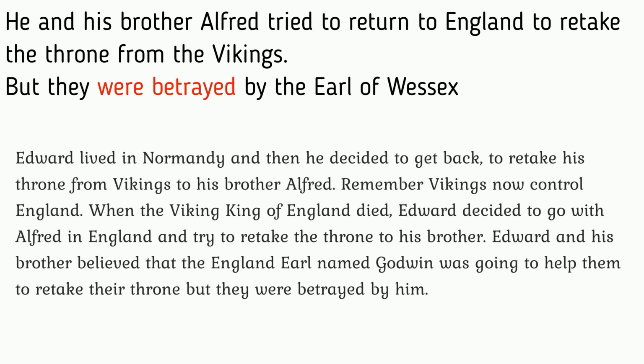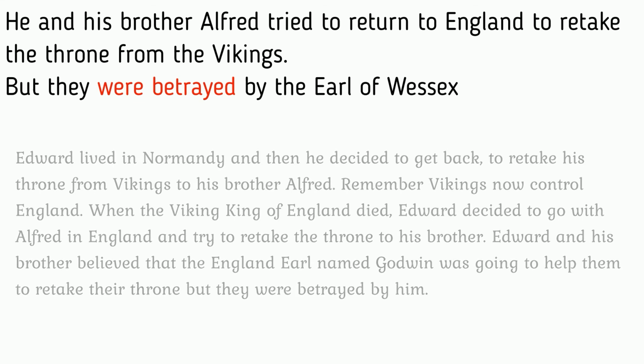Edward lived in Normandy, and then he decided to go back and retake the throne from the Vikings for his brother Alfred. Remember, Vikings now control England. When the Viking king of England died, Edward decided to go with Alfred to England and try to retake the throne for his brother. Edward and his brother believed that the English earl named Godwin was going to help them retake their throne. But they were betrayed by him.